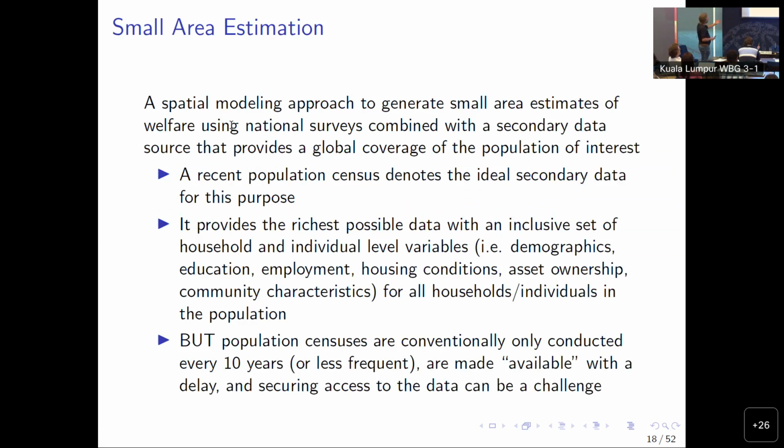So in general, the poverty map approach is all about using a small area modeling approach to generate small area estimates of welfare by combining household survey data with the census. The important part being you use a data set that provides you with complete coverage of the country. And both population census and remote sensing data check those boxes.